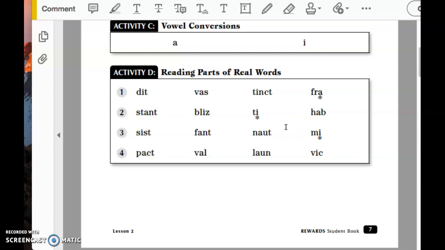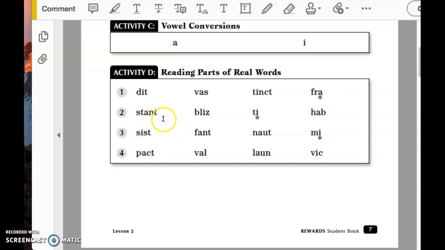You're going to read parts of a real word. Most of these word parts are not real words by themselves. Read the first word part to yourself. Put your thumb up when you can say that. Or in this case, let me read it for you. What part? Dit. Next word part. What part? Vast. Stinct. Thinked. A. Notice it has an asterisk, so it's going to say its name. A. Fray.